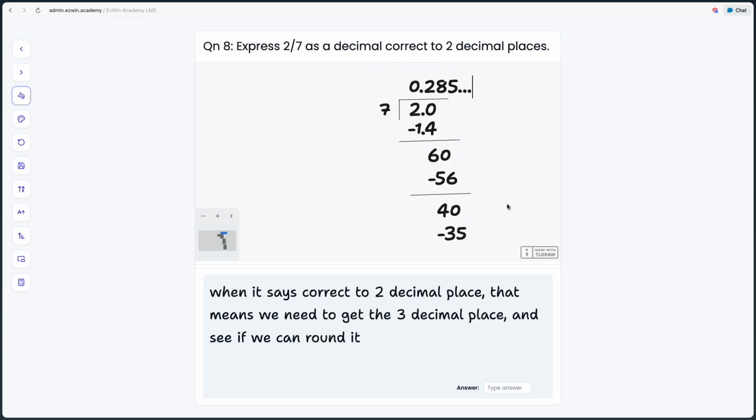Okay, so once we have this, 2 divided by 7 is equal to 0.285 dot, dot, dot. And then we round it. This should be 0.29. That's what you see over here. Okay, so the answer is 0.29. Okay, let's move on to the next question.